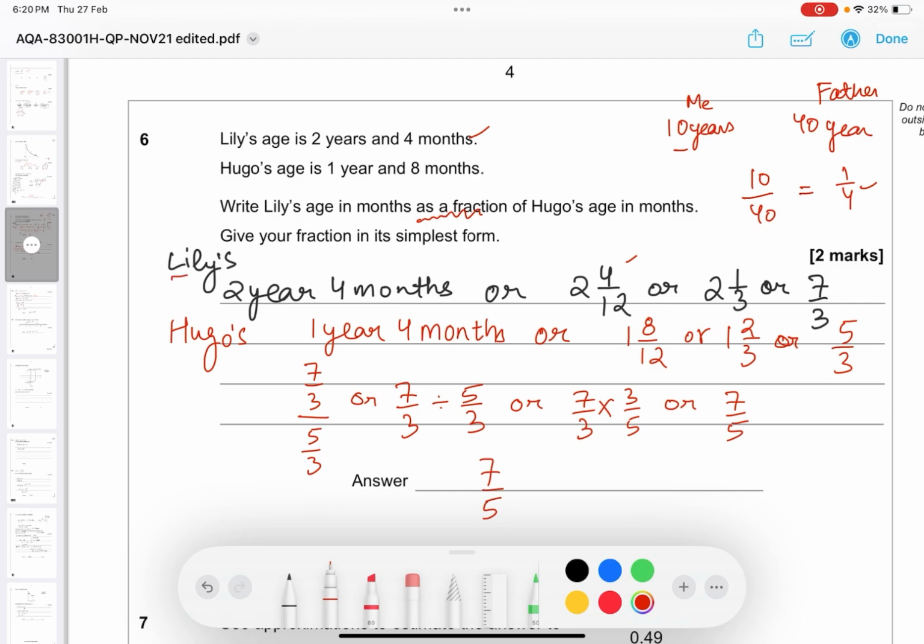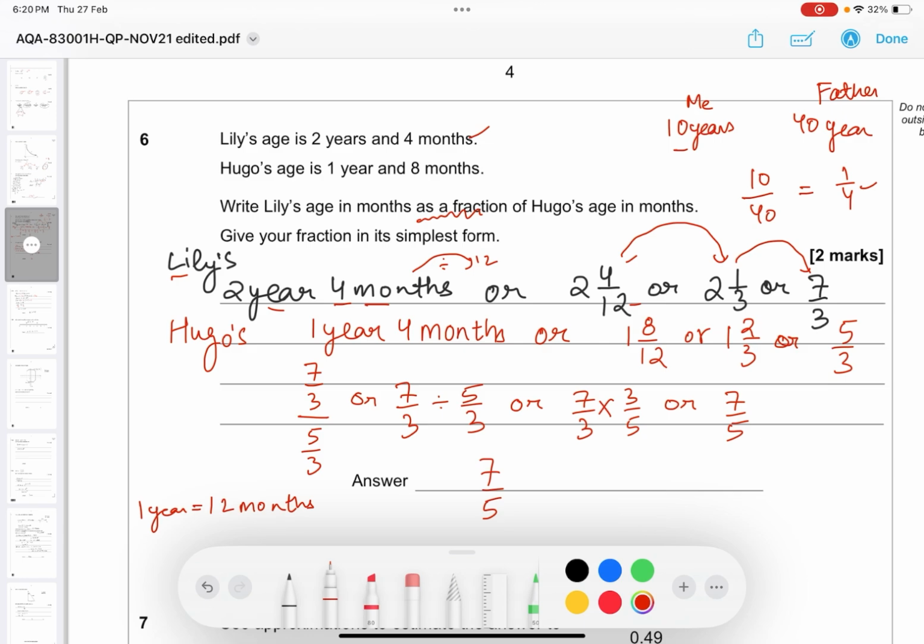Let me simplify it for you. So Lily's age is 2 years, 4 months. Let us convert these months into years. I have converted months into years. You can convert years into months, it's up to you. So it would be 4 divided by 12, right? To convert months into years, I divide it by 12, because 1 year equals 12 months. Now if we simplify it further, it would be 2 and 1 by 3. Then we will convert this mixed fraction into an improper fraction. That will result in 7 by 3.